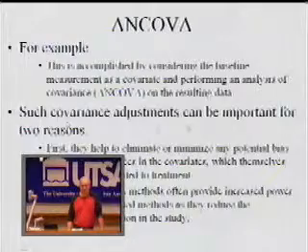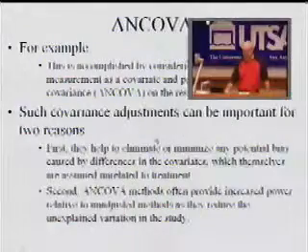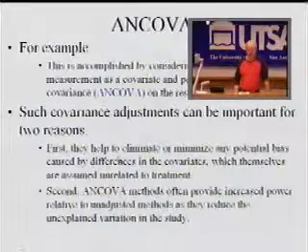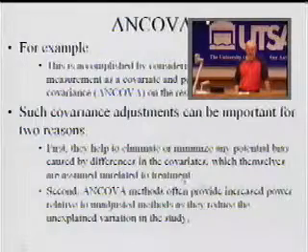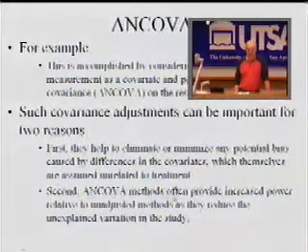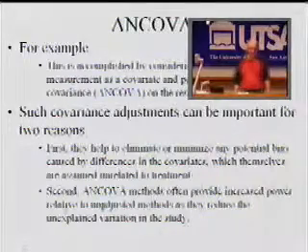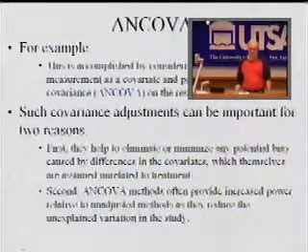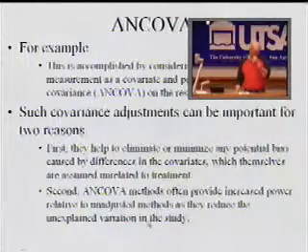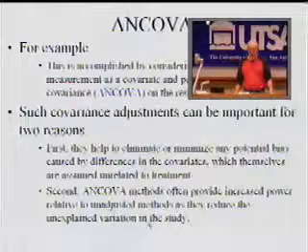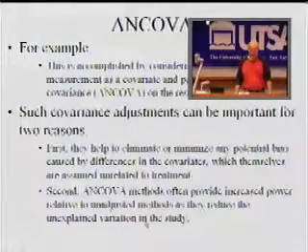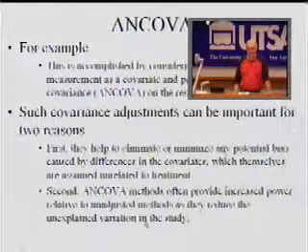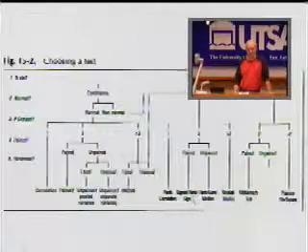Such covariate adjustments can be important for two reasons. First, they help to eliminate or minimize any potential bias caused by differences in the covariates, which themselves are assumed unrelated to treatment. Second, the ANCOVA methods often provide increased power relative to unadjusted methods as they reduce the unexplained variation in the study. And again, remember when we talked about confounding factors way back in the beginning, variables that might account for what we're observing or might contribute variance that cannot be explained. So here's that unexplained variance.